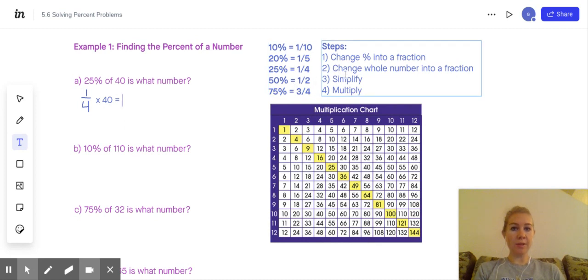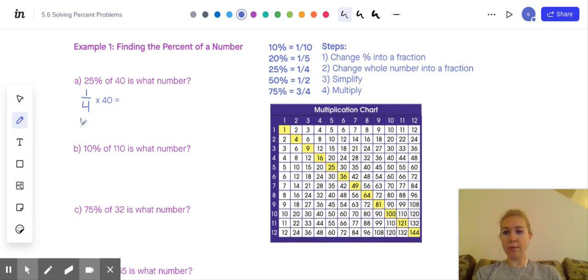Step 2 says to change the whole number into a fraction. So we have 1/4 times, now we're going to change 40 into a fraction. How do we change a whole number into a fraction? If you remember from last chapter, you put the whole number as the numerator, the top number, and then you add 1 as the denominator. So again, we put the whole number 40 as the numerator and added 1 as the denominator.